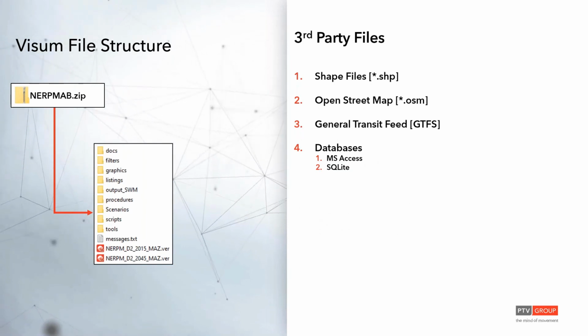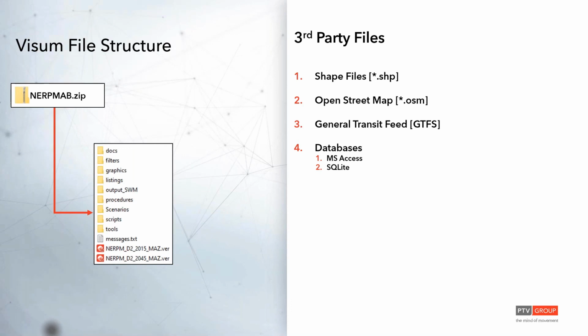And of course, there are a lot of third-party files as well that you may interact with when you're working with a Visum model. You can import or export shape files. There is OpenStreetMap and GTFS files. In some models you may also have databases like SQLite, etc. So these are some third-party files which Visum could interact with, and you might come across such files when you're working with a Visum model.